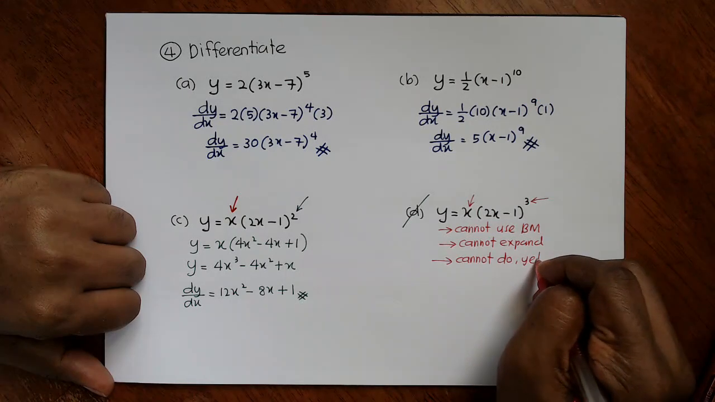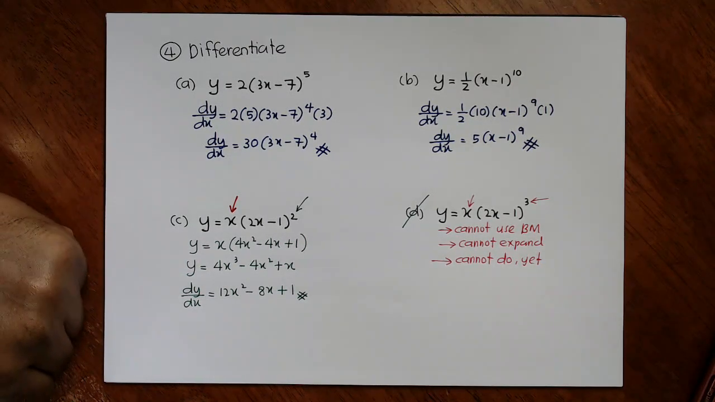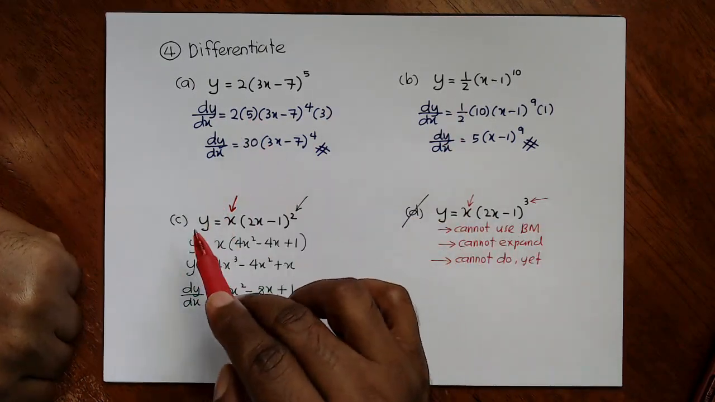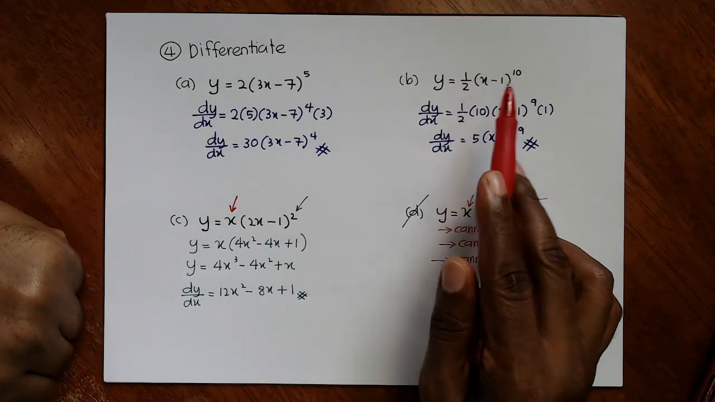But remember, you cannot use the bracket method if you have x outside. Numbers got no problems, constants got no problems. Say if you have pi outside here, no problems, but you cannot have x outside there. Let's move on to the next example, guys.